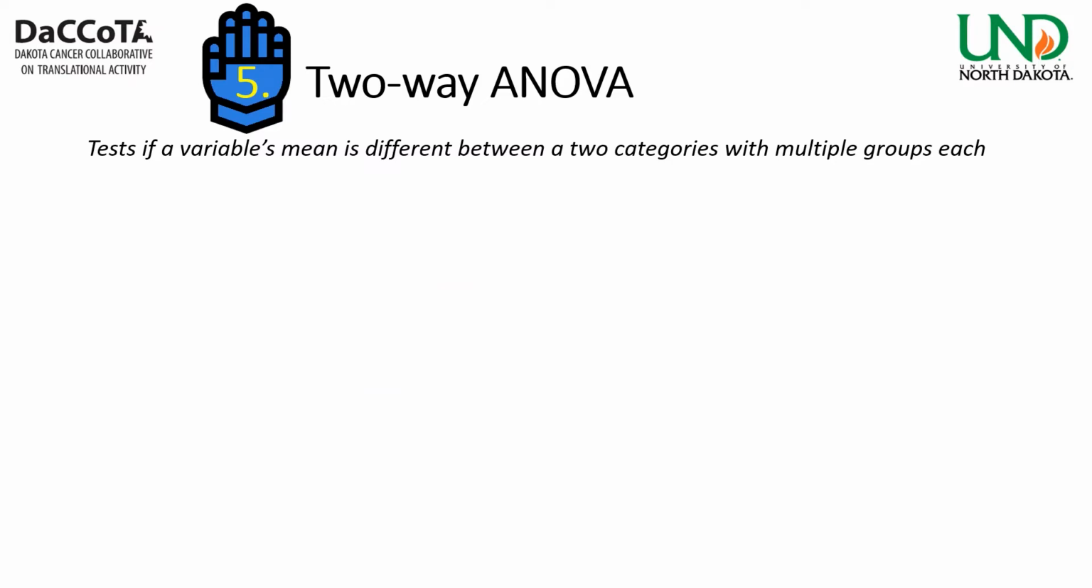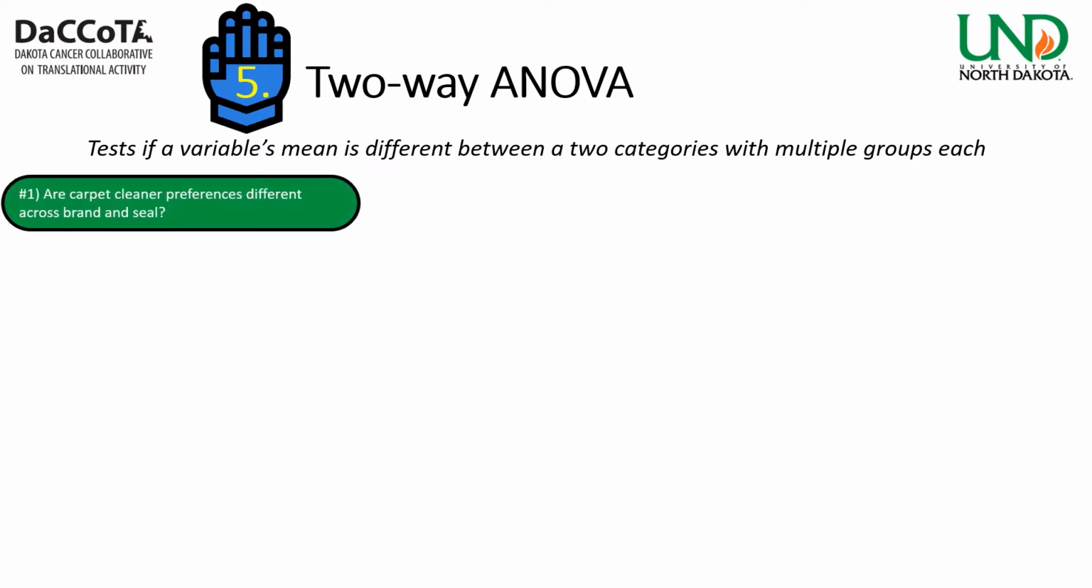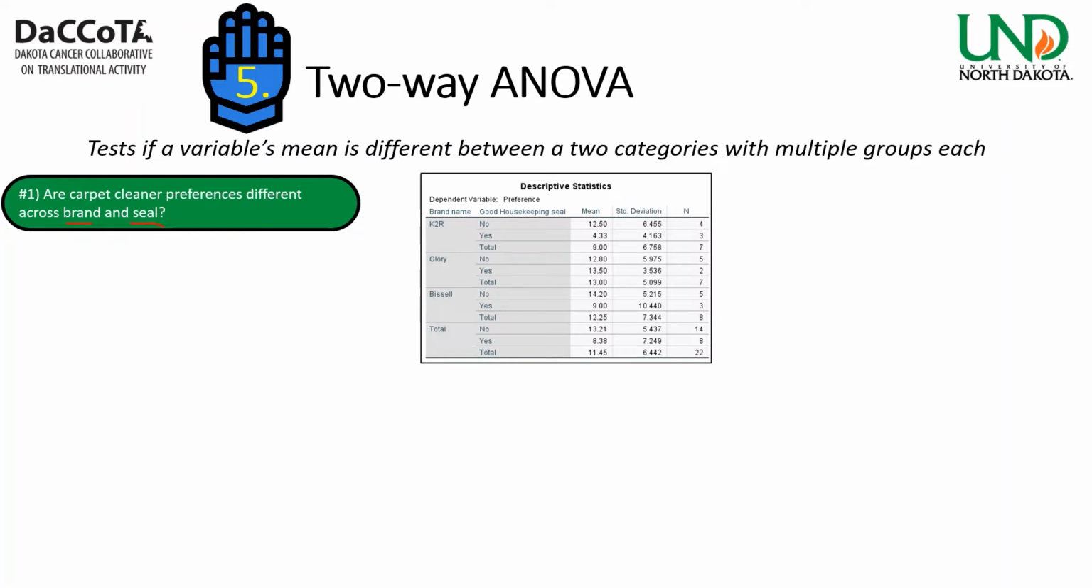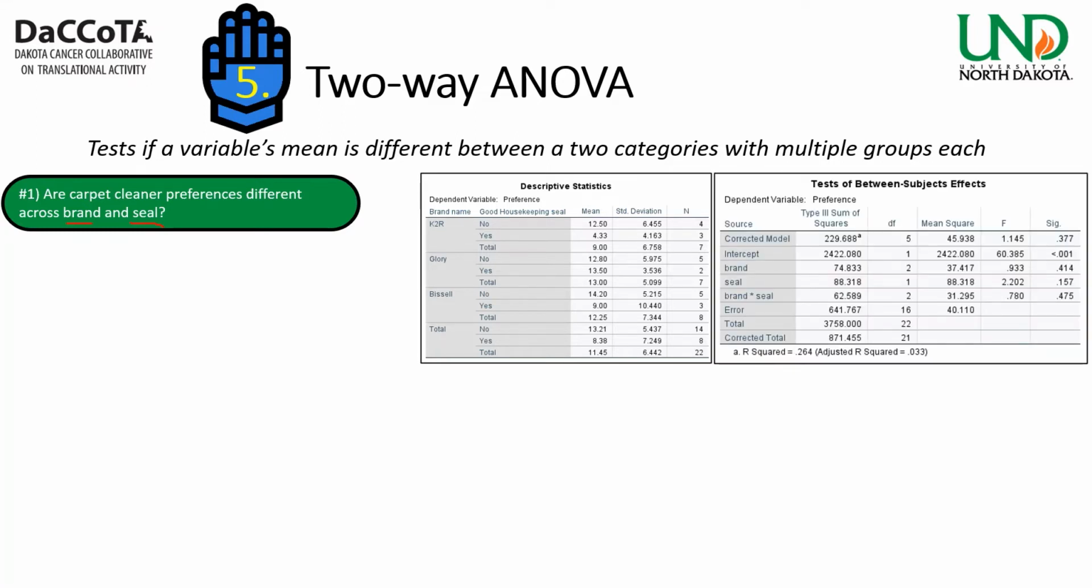Getting into our examples, let's look at our carpet cleaner preferences again, but against 2 categories, brand and seal. So just some descriptive statistics here. We can split it out by both brand and seal, and we can see the differences. Not as useful to try to parse out here, but here we go. So let's go to our test of between subject effects. So this is our ANOVA. And the important ones here are brand, seal, and then the interaction. We can see that it turns out that there's no significant variables here.